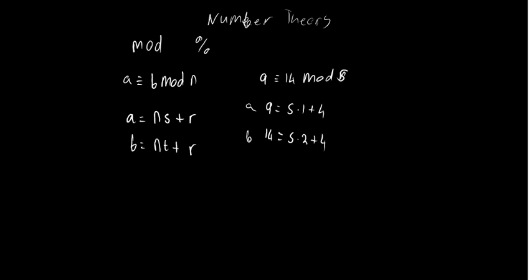Then, from this, what we can derive is that n divides a minus b. So this is divisibility, right? What this basically means is that n divides a minus b without leaving any remainder.